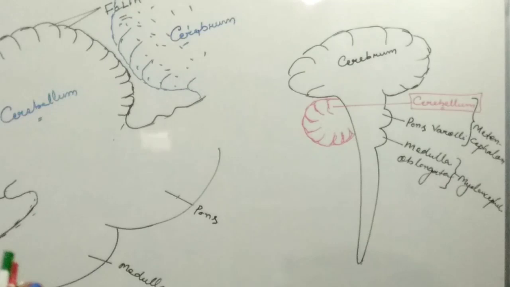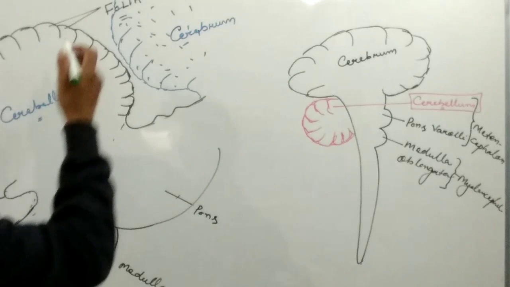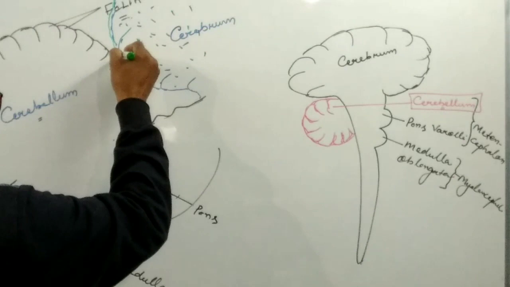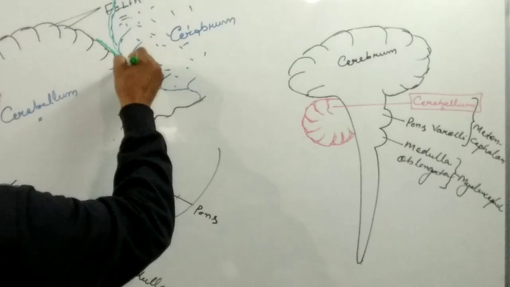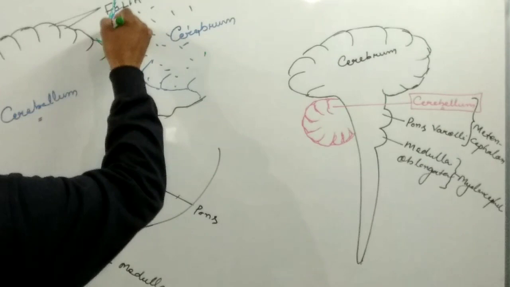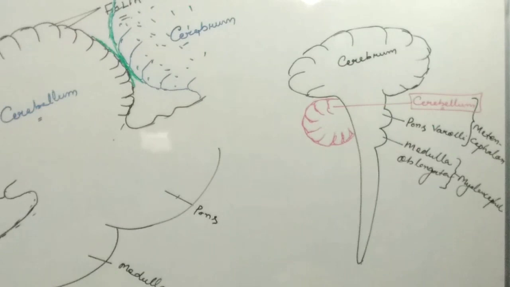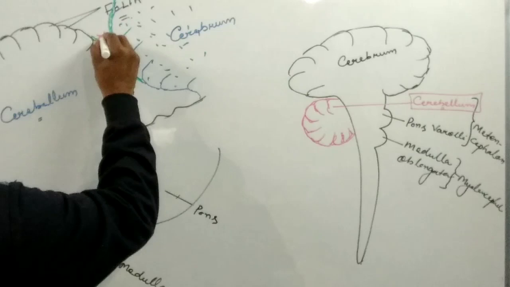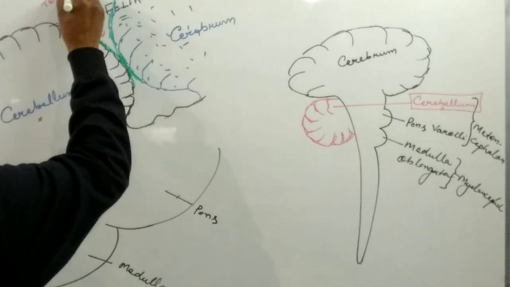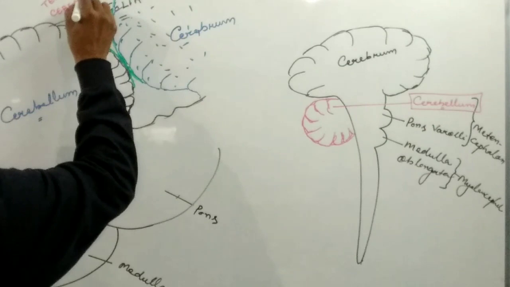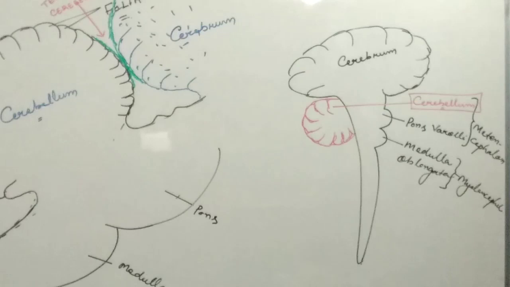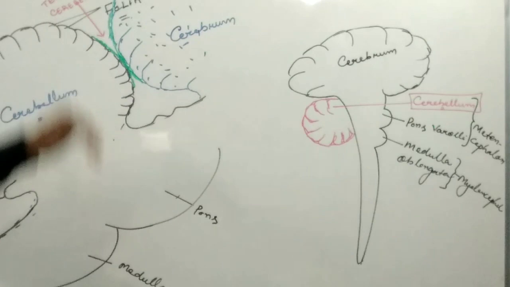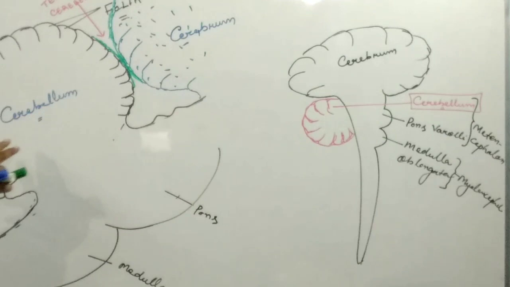The transverse fissure separates the cerebrum from the cerebellum, and in this transverse fissure there are also deep extensions of dura mater. This is known as the tentorium cerebelli. This is the transverse fissure, a deep fissure which separates the cerebrum from the cerebellum. And this is the cerebellum. The cerebellum is also divided into different lobes.